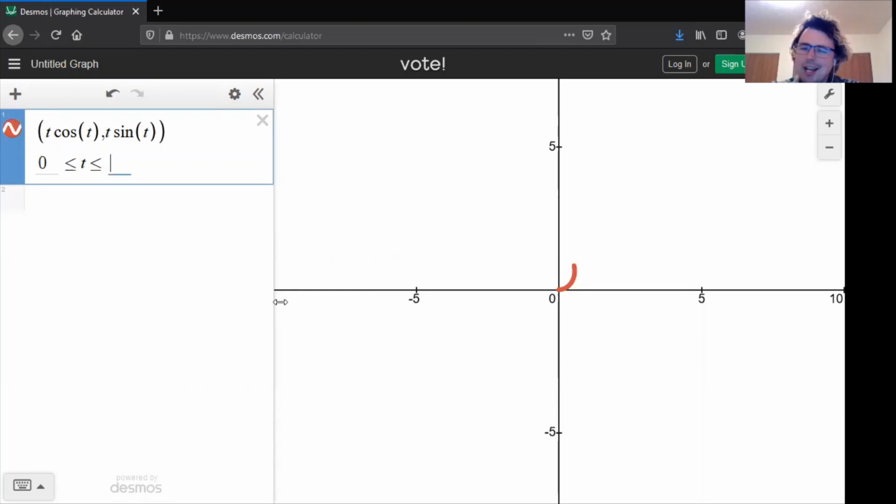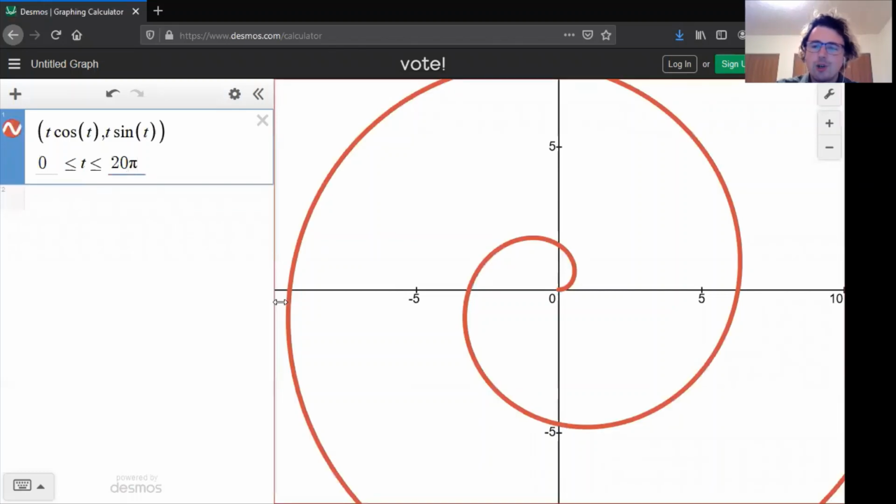Now, since I'm using sines and cosines, it seems fairly natural that I should have some multiple of pi here, perhaps. Let's go around 10 times. Once around a circle is 2 times pi, so I must need to go 20 pi total. And I get this spiral. That's nice enough.